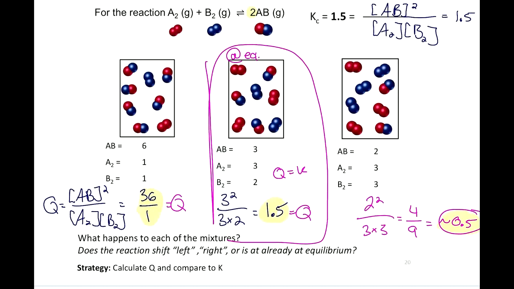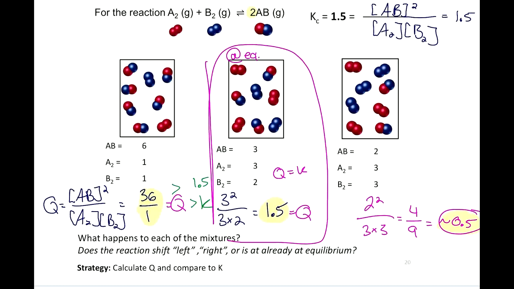Okay, so what must happen to these guys? So remember, K, Q, whatever, it's the relative amount of products over reactants. So in this first, the left one, all right, Q is 36. That is much greater than K. Okay, K is 1.5, all right? 36 is much bigger than 1.5. So I like to ask myself, I have too much what side of the reaction? I have too much products, yes, because the numerator is a big number.